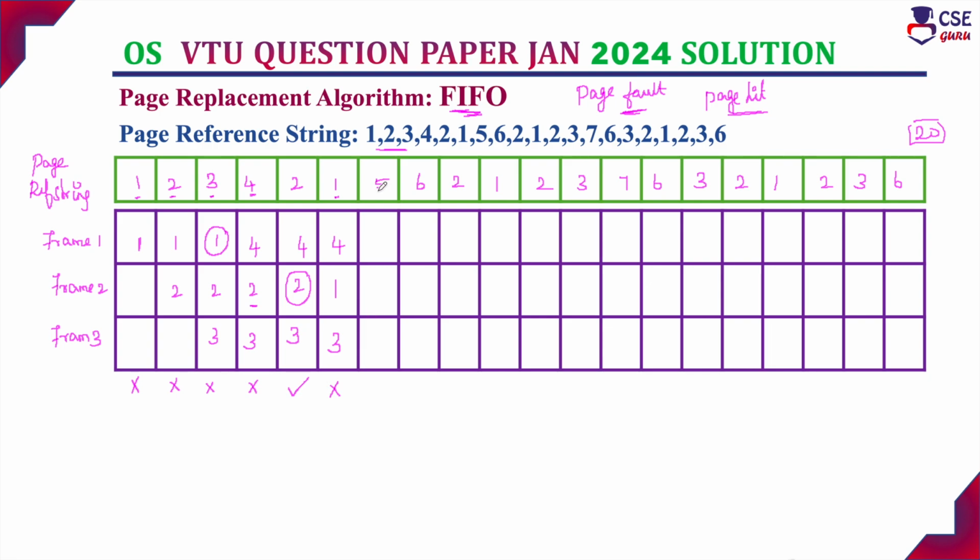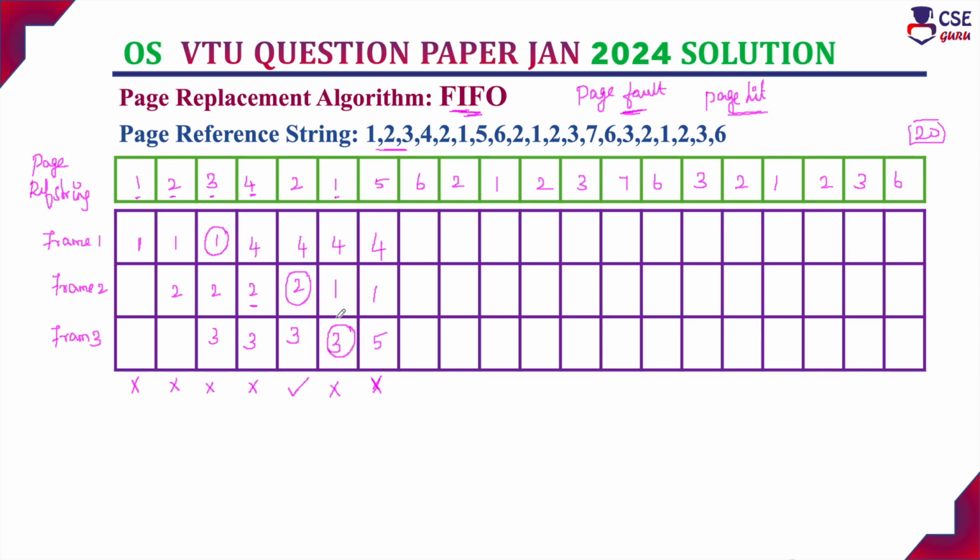Next, if you are considering 5, it is not there in any of these 3 frames. So you need to select one as a victim page. 1 is recent, next recent is 4, next if you are considering 3. So select the victim page as 3 and replace with 5. That is 4, 1, 5. This will be called a page fault because the required page is not there in main memory.